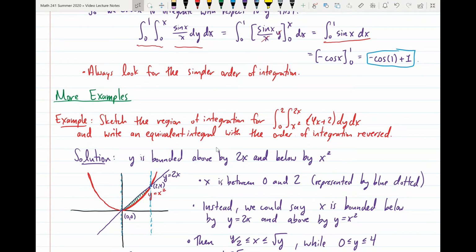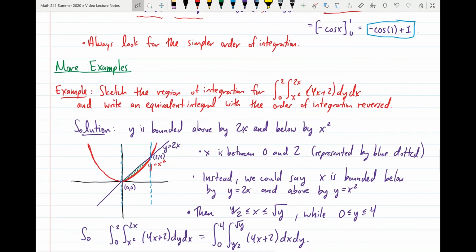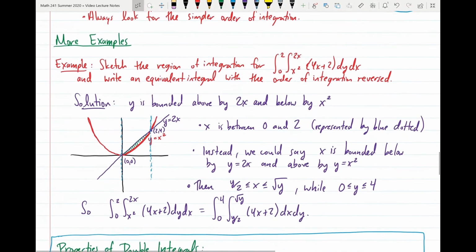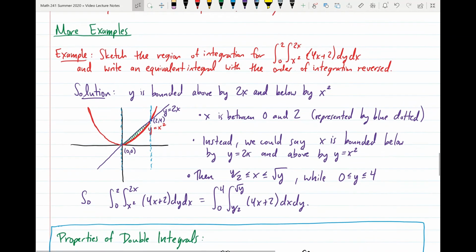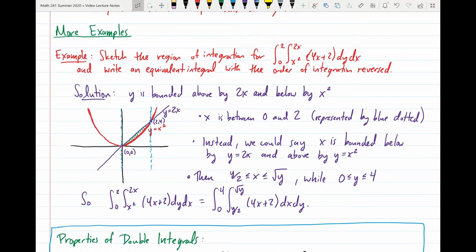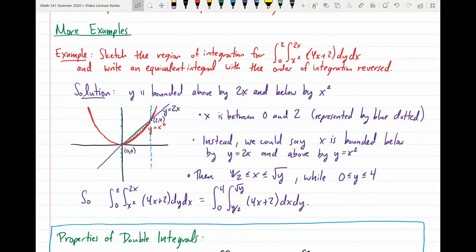Okay, so let's move on to a couple more examples now. The first example here is just going to be about switching the order of integration. So we're not actually going to evaluate the integral, we'll just worry about the order in which we integrate. So the example says to sketch the region of integration for the iterated integral from 0 to 2 of the integral from x squared to 2x of 4x plus 2 dy dx, and write an equivalent integral with the order of integration reversed. So that's the goal here.